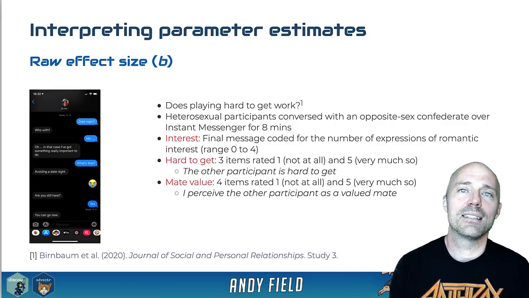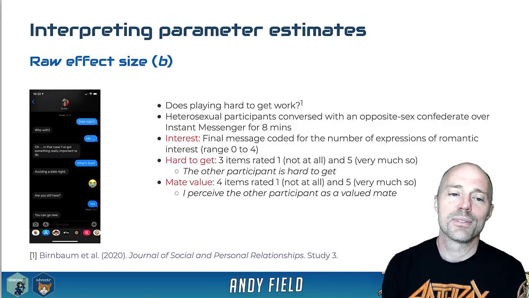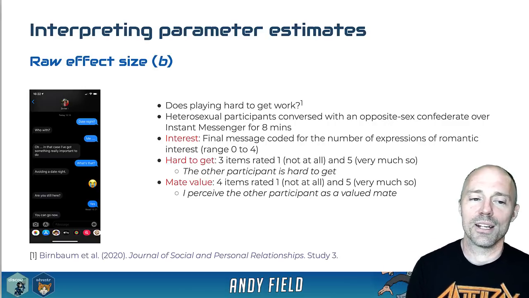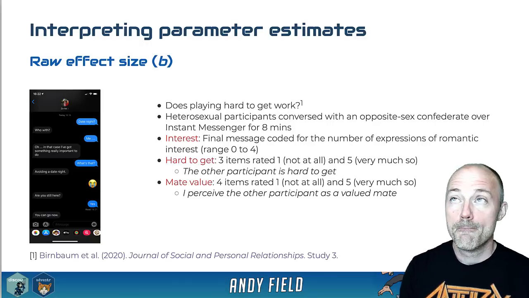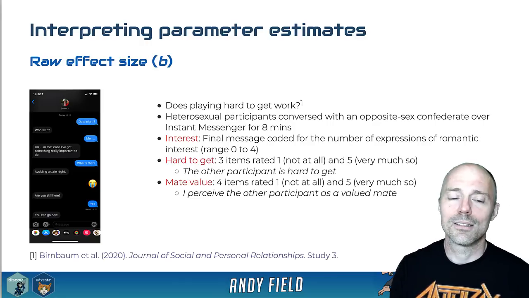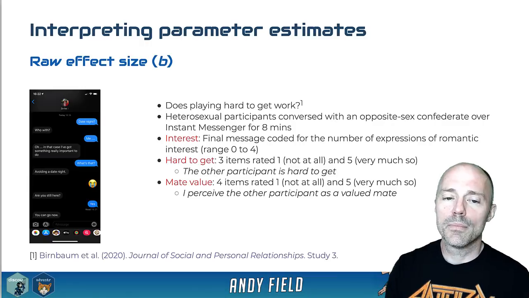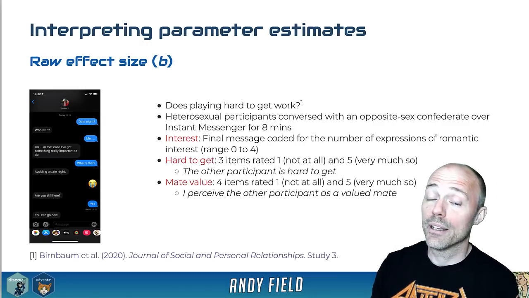And they also rated the mate value. So these were 4 items, and one of those items was, "I perceive the other participant as a valued mate." Also kind of does what it says on the tin. And they were rated again from 1 to 5.